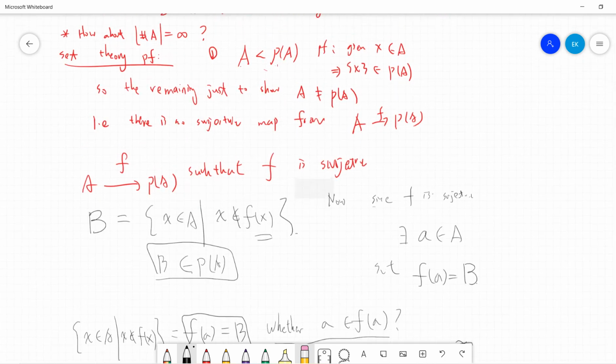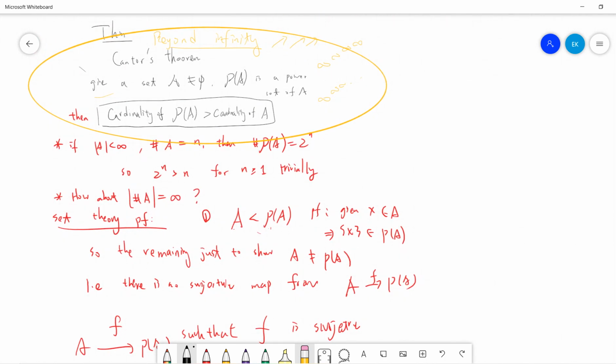Okay, so this is why I think Cantor's theorem is so amazing: the proof is amazing and the result is very enlightening. You can think about a lot of philosophy or something.